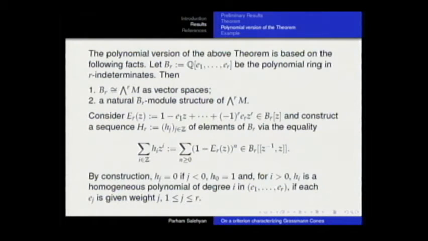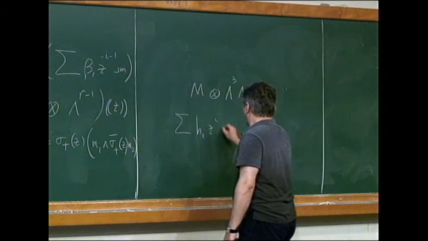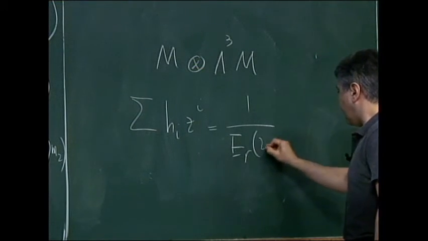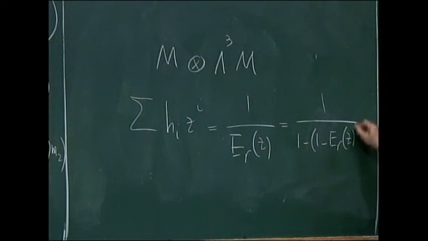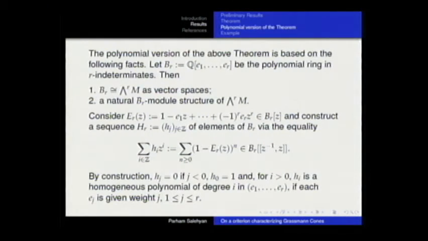For these facts, we first consider this polynomial. This is a special polynomial which is an element of BR[Z], and construct a sequence Hi of elements of BR in the following way. This is, in fact, the inverse of this polynomial that we can write in this form, and we can obtain this equality, which is an equality in this ring. That is a formal power series in Z with a finite number of exponents.